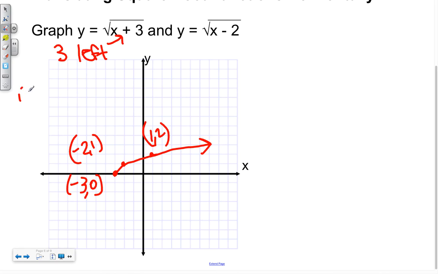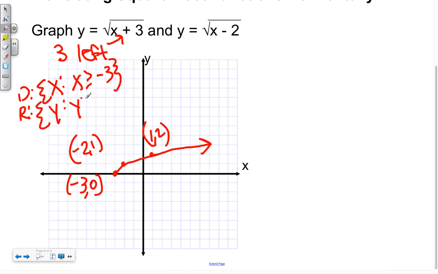So now we're looking at the domain and the range. Our domain changed because we moved to the left. We went left 3, so now we have x is greater than or equal to -3. Our range did not change, so now our range is just y is greater than or equal to 0.